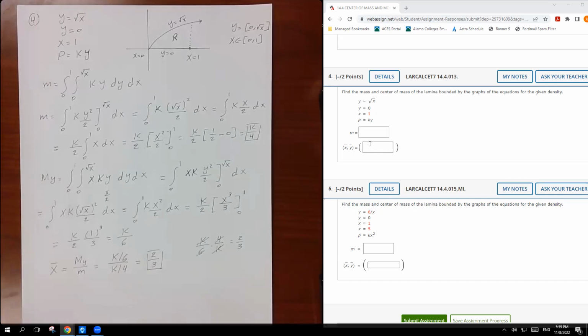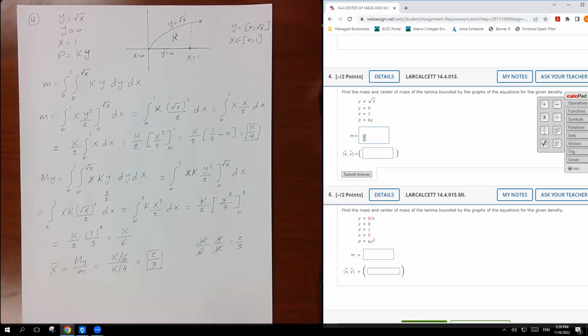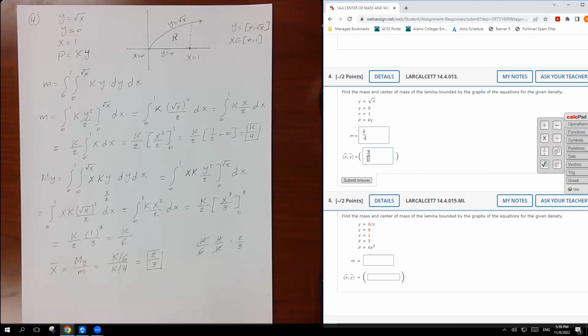We need to just find the y bar. So I'm going to plug in here the m, which is k over 4, so I'm not going to forget k over 4. And the first part here is 2 over 3. We need to find now the y bar.